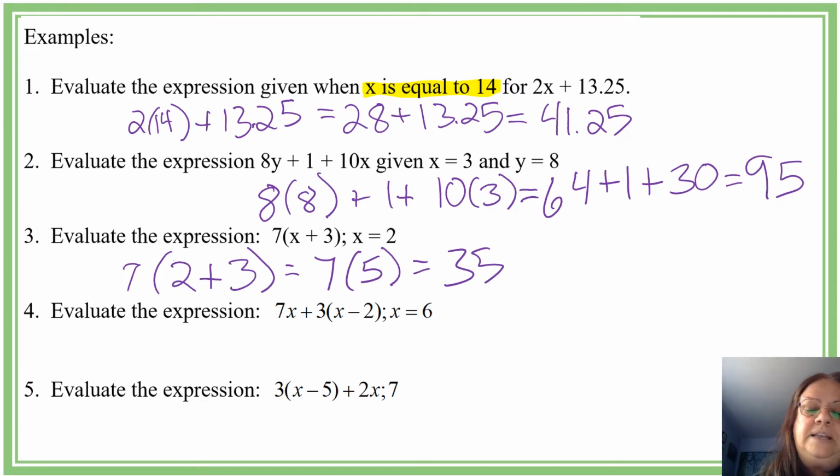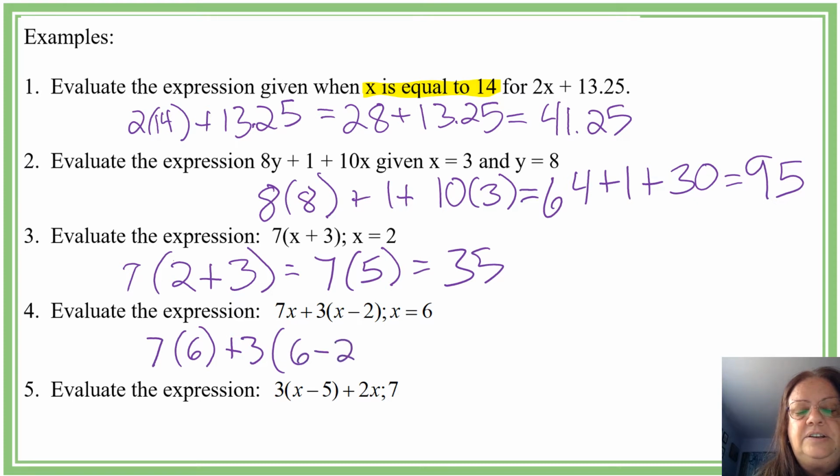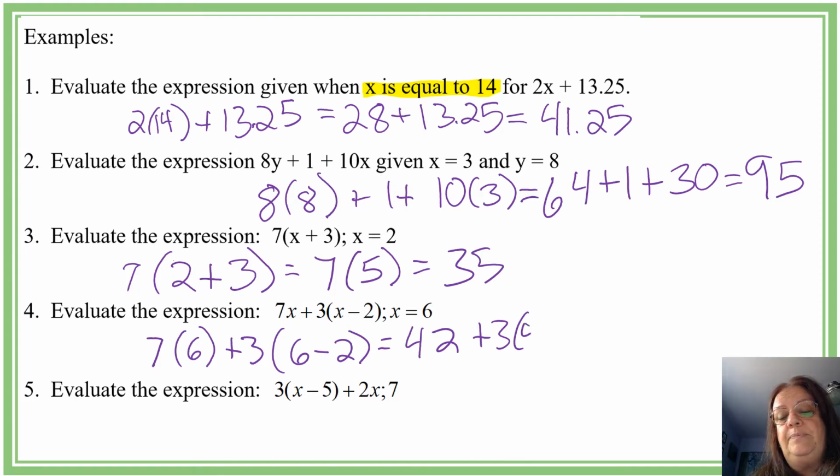All right, now we're plugging in an x of 6. So we have 7 times 6 plus 3 times 6 minus 2. What does that equal? Well, 7 times 6 is 42. You got to know your times tables. Plus 3 times 6 minus 2 is 4. So now I have 42 plus 12. Well, 42, 52, 3, 4, 54.